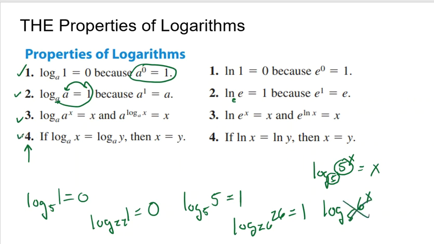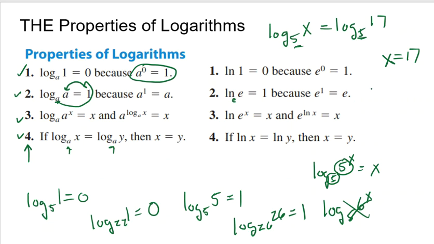And the last rule or property is a pretty important one. It's actually really, really common sense. It says if you have log base a of x equals log base a of y, well, it implies that x and y are also equal. But again, your bases have to be the same. So if I have log base 5 of x equals log base 5 of 17, well, then it implies that x must equal 17 because the two bases are the same. Well, then what you're taking the log of must also be the same.